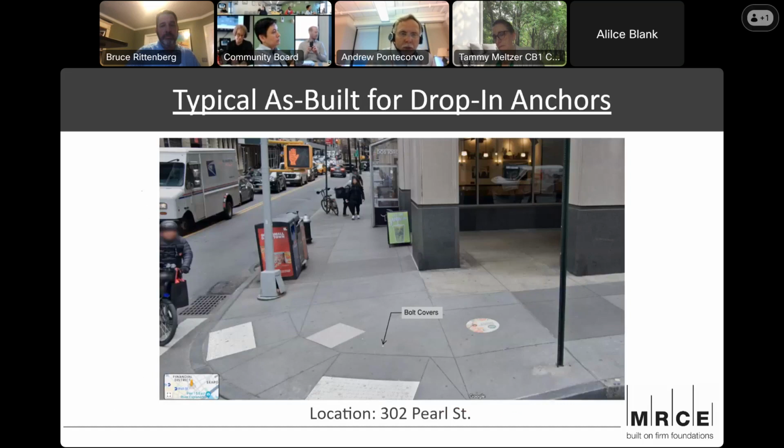So here's an example of what these things look like. This is a photograph I took on the corner of Pearl and Maiden Lane, directly across the street from our property at the adjacent building. If you didn't know what you were looking for, you would assume that there's a coin sitting on the sidewalk, because that's about the size they are. They're probably more like a nickel than a quarter, but they're just a metal disc flush with the surface of the sidewalk. Next slide, please.